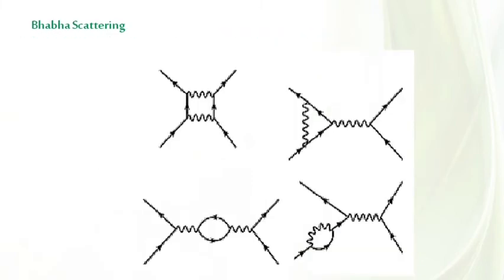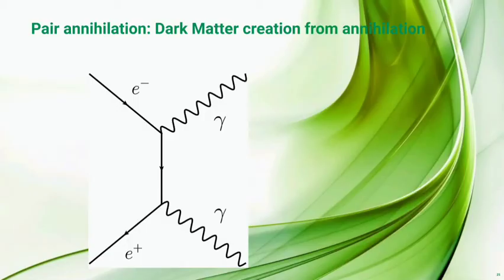You can draw the Bhabha scattering Feynman diagram in many ways. You can see here. Yes, you can draw in this way. An electron and positron are created in a small space and time, and they are annihilated, and then they are created again. These are all Bhabha scattering. You can see how many Feynman diagrams can be drawn for the same interaction.